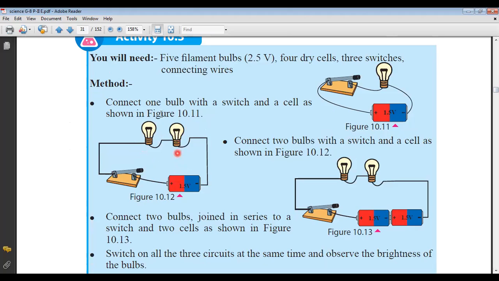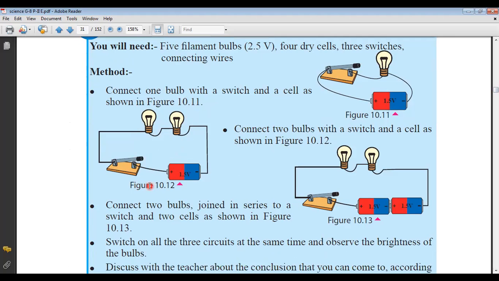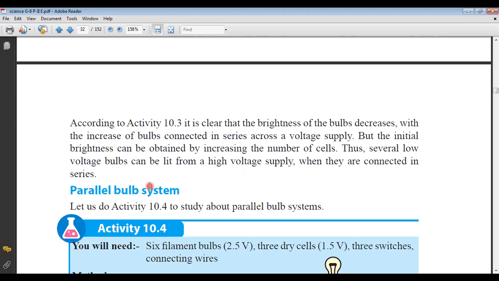So if you want to increase the brightness of the bulb, what should you do? Add another cell. The initial brightness can be obtained by increasing the number of cells. Thus, several low voltage bulbs can be lit from a high voltage supply when they are connected in series.